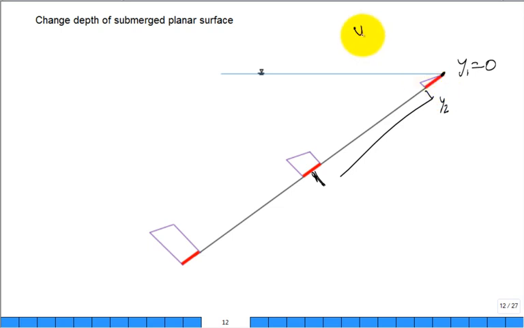Where is y sub c in this problem up here? 1/2. And then where's y sub cp? 2/3 down, right? So this will be like 1/2 y2, and this will be 2/3 y2. Remember, y1 is 0. Is that true?